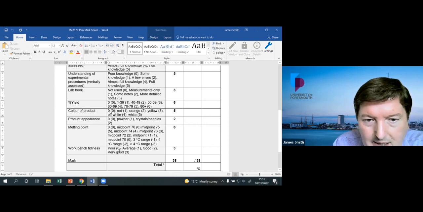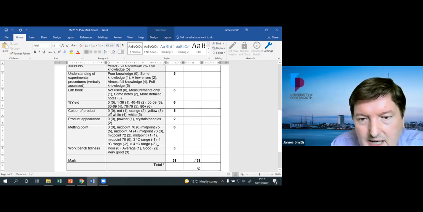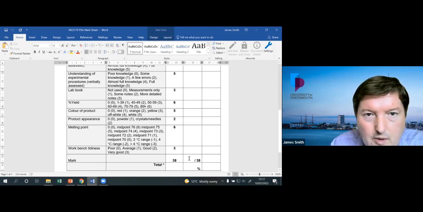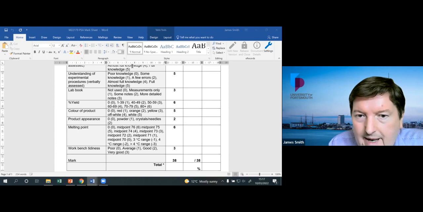Are you having a clear bench as you're working, or certainly how it ends up at the end of the practical? If the technicians have to tidy up everything for you, you'll get low marks here. So you need to be proactive in keeping your bench tidy during the experiment, particularly afterwards at the end. So if you've done all that, you'll get 38. Quite straightforward, really. Any queries on that?